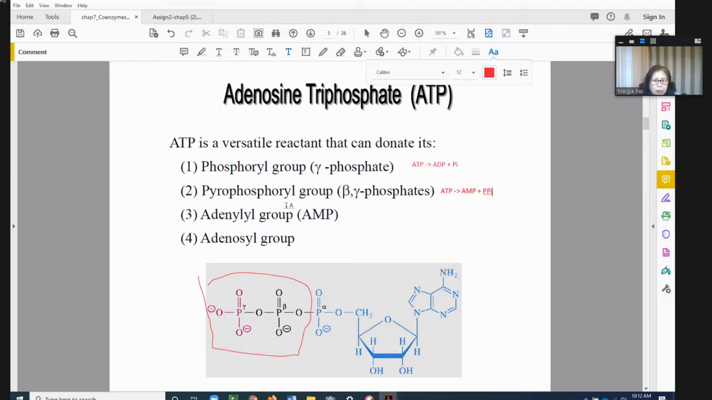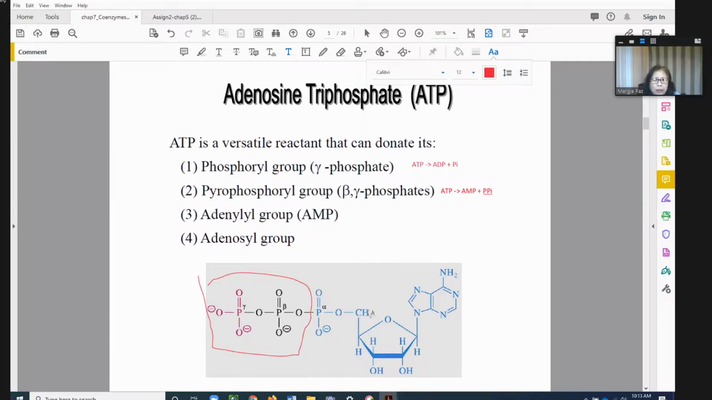The adenyl group, or AMP, which is highlighted in blue in this figure here, is the next most common group that is donated. So the most common group donated by ATP is the phosphoryl group. The next most common group donated is AMP. The adenosyl group, which consists of adenine and ribose, can also be donated. So ATP, again, is a versatile reactant that can donate these different groups in reactions.